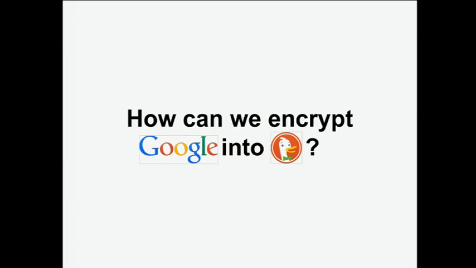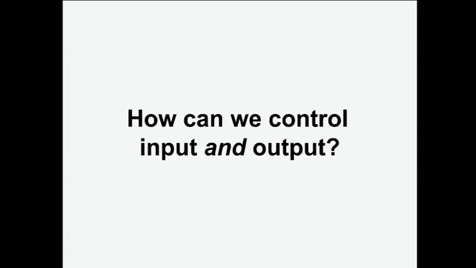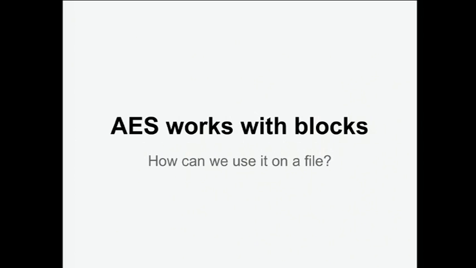So how could we encrypt Google into DuckDuckGo? How can we control input and output, which is the challenge here? So AES is a block cipher. It works only with blocks. It doesn't care what a file is. How can we use it on a file?